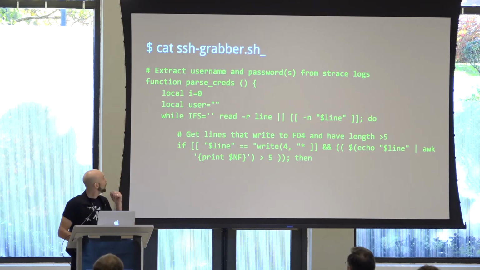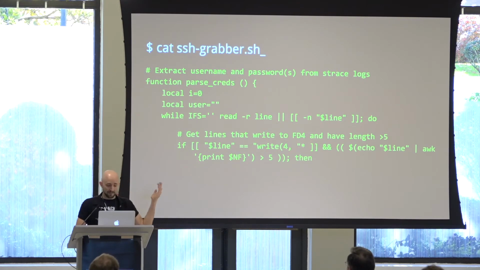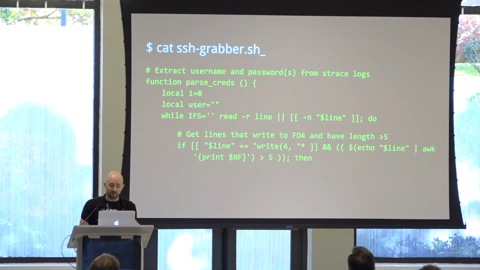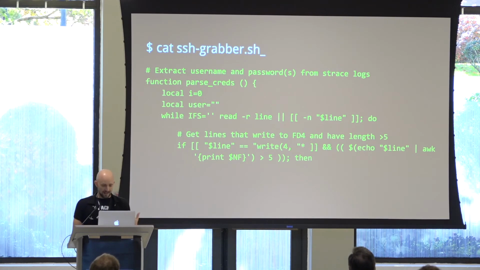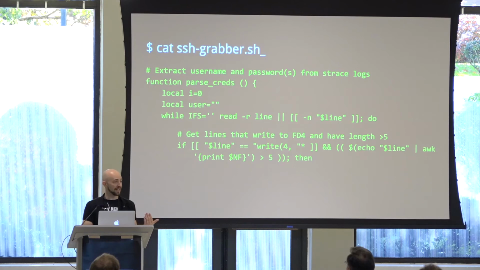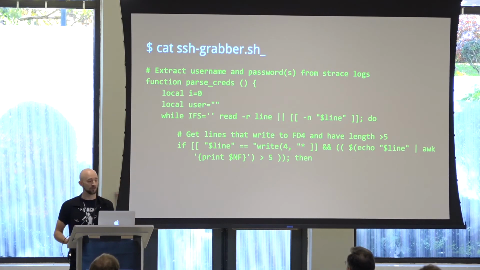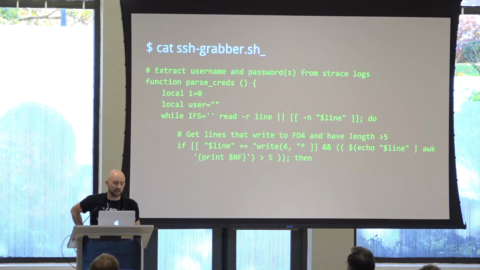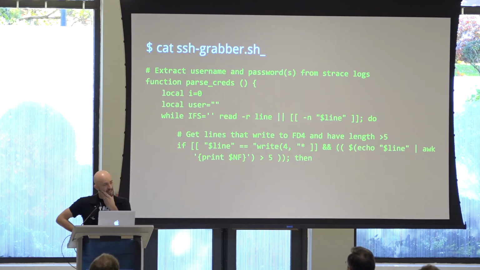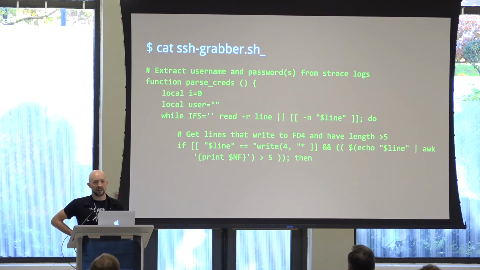So we're going to read the file in and go through it line by line and filter out the lines that we care about. Now, in this case, we already established file descriptor 4 is the one that's being used for user input. So we only care about ones with that file descriptor. The other thing we care about is the length. In this case, we want to make sure it's more than 5 characters long.